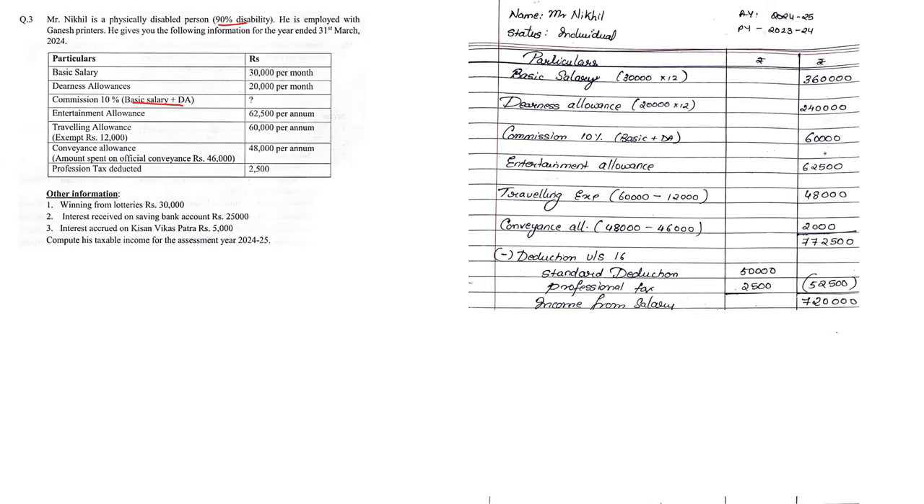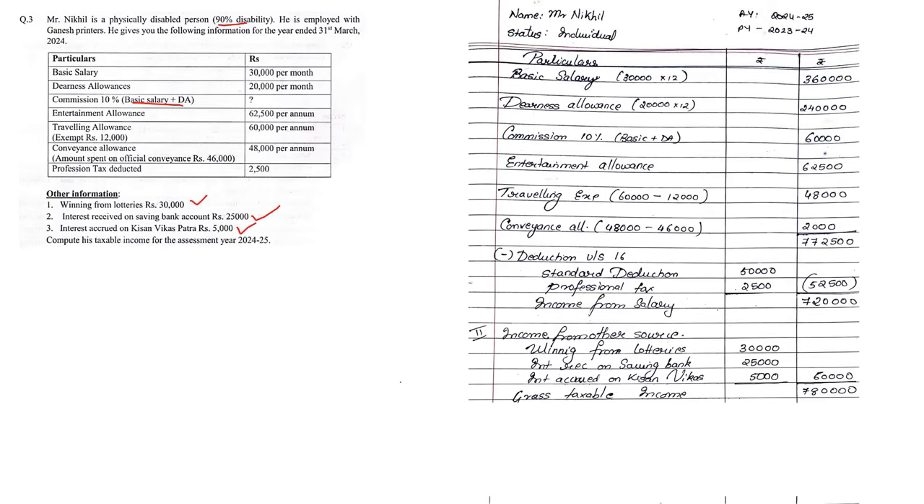Okay, the second part will be income from other source. Winning from lottery, yes. Interest on saving account, yes. Interest on Kisan Vikas Patra, yes. So 3 incomes are there. Winning, interest on saving and accrued on Kisan Vikas. Add up 30, 25 and 5, 60,000 outer column. 7,20,000 plus 60 is 7,80,000 as gross taxable income.